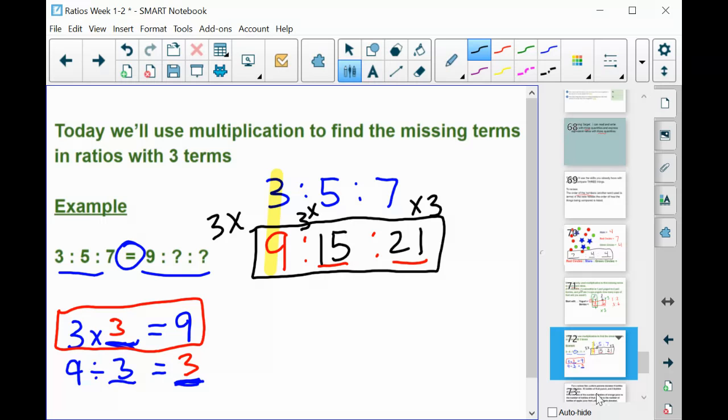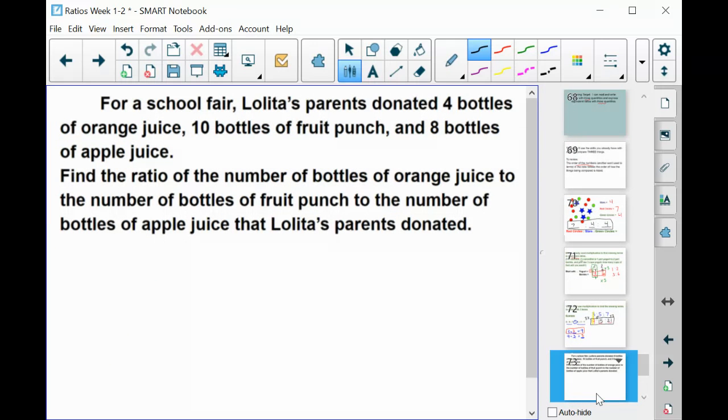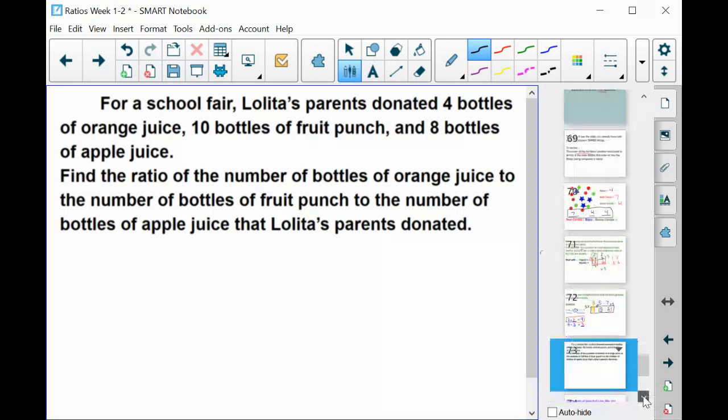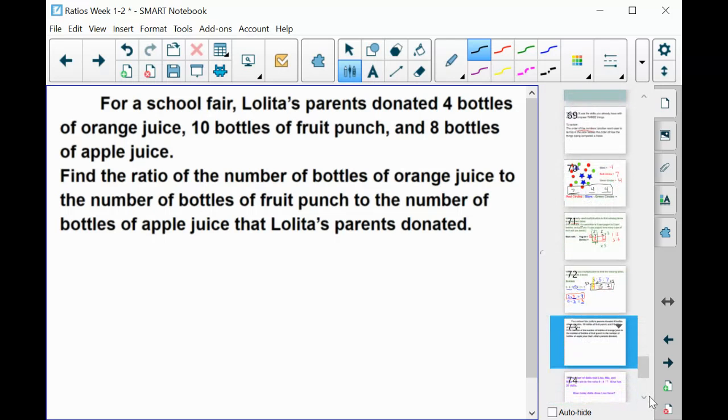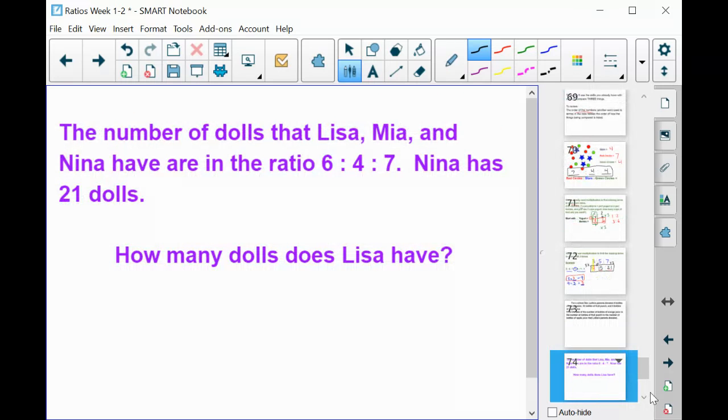Okay, let's do a word problem with this real quick. For a school fair, Lolita's parents donated 4 bottles of orange juice, 10 bottles of fruit punch, and 8 bottles of apple juice. Actually, this is just writing a ratio with 3 terms. So actually, we're going to skip this one. Sorry about that, because we've already done that. Let's go ahead and do this one.